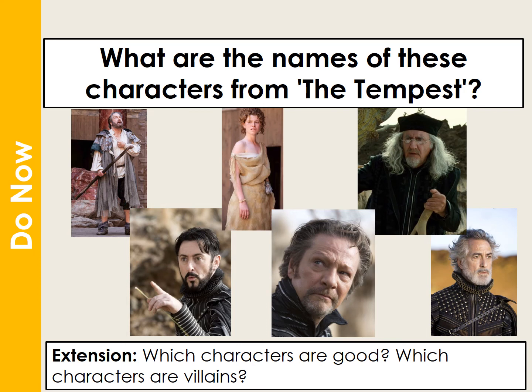First of all, I would like you to look at these images of the key characters in the play so far, and I would like you to either say them to yourself or perhaps say them to someone else in the room, who these characters are. So who are these people? Say their names out loud. As an extension on that, you might like to think about which characters are good and which characters are villains. So which characters are kind and which may have some unkind or perhaps evil intentions.